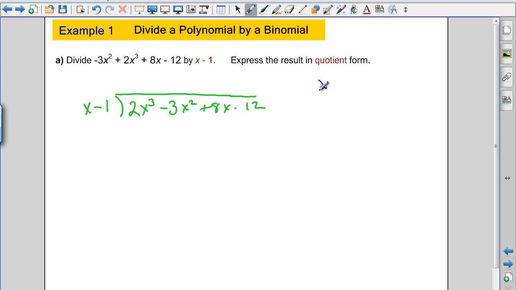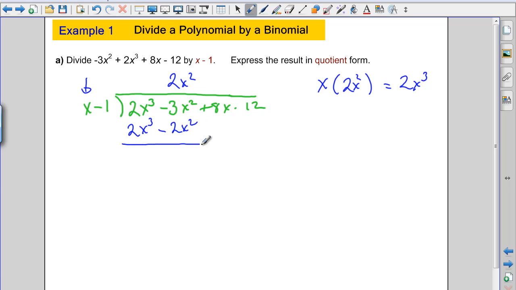So the question is, what do we need to multiply x by, because that's the first term, in order to get 2x cubed. And there's lots of different ways you can think of this. The term that we need to multiply x by to get 2x cubed, in this case, is 2x squared. The 2x squared goes above the second term, and then we distribute it. We always should get the same terms lined up to start, and then we need to multiply 2x squared by negative 1.